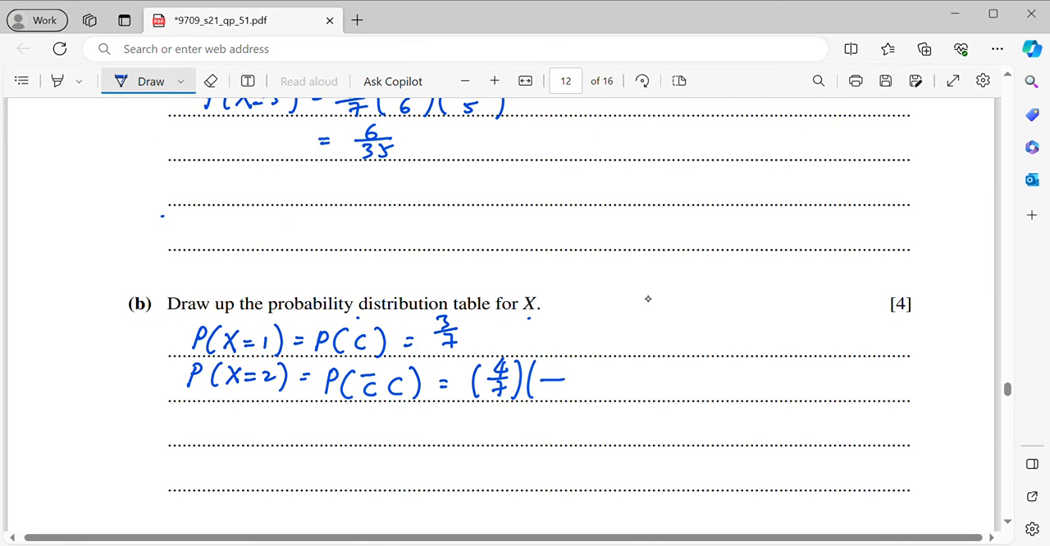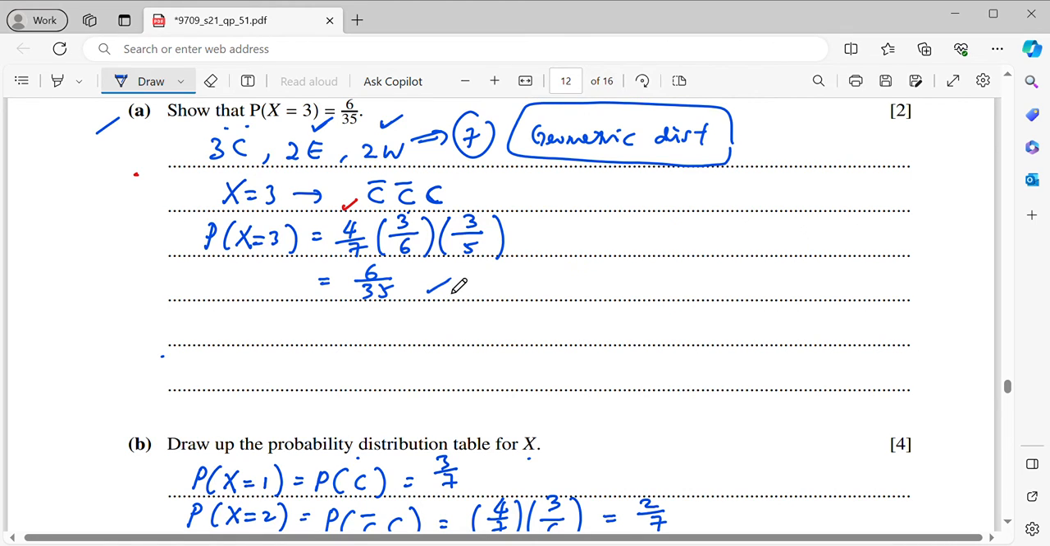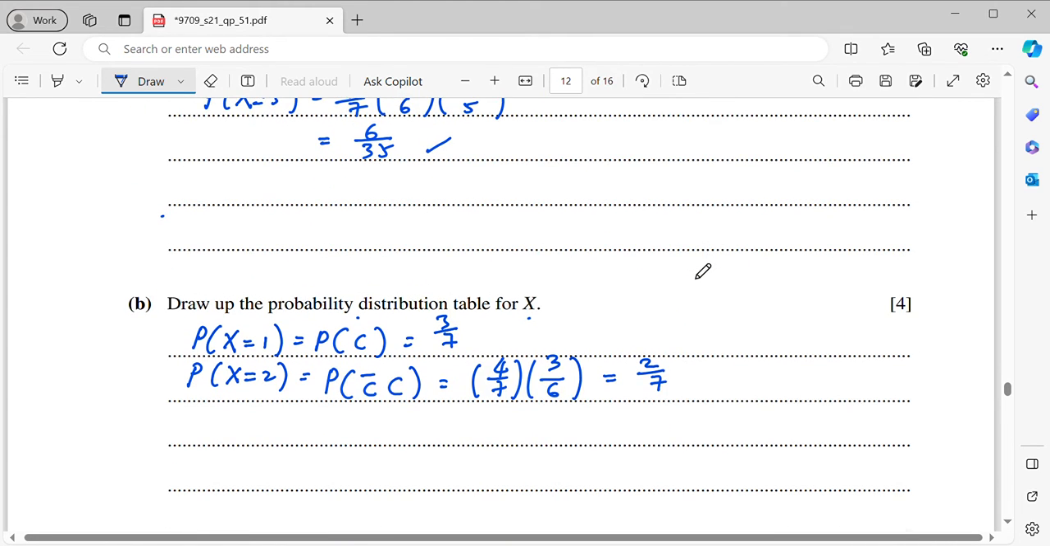And then you still have 6 more left, but out of 6 tins, 3 are carrots. So from here, you will get 2 over 7. Okay, now P(X=3) is already found. It is 6 over 35. So you can either leave your answer in over 35 or just leave it in the simplest form. So better I change to over 35. So that means this one you times 5, then it will be 15 over 35. And the next calculation is going to be 10 over 35.